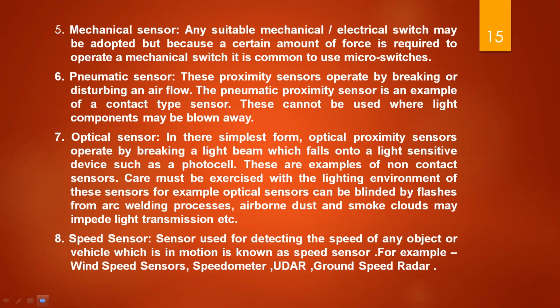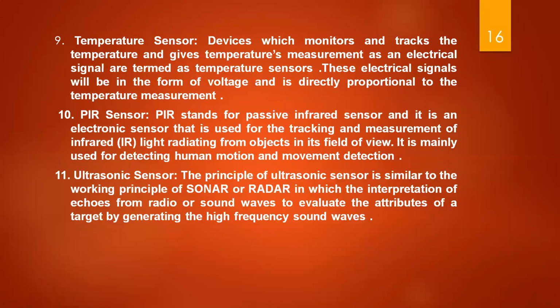The next is speed sensor. Sensor used for detecting the speed of any object or a vehicle which is in motion is known as speed sensor. For example, wind speed sensor, speedometer, UDR, and ground speed radar.